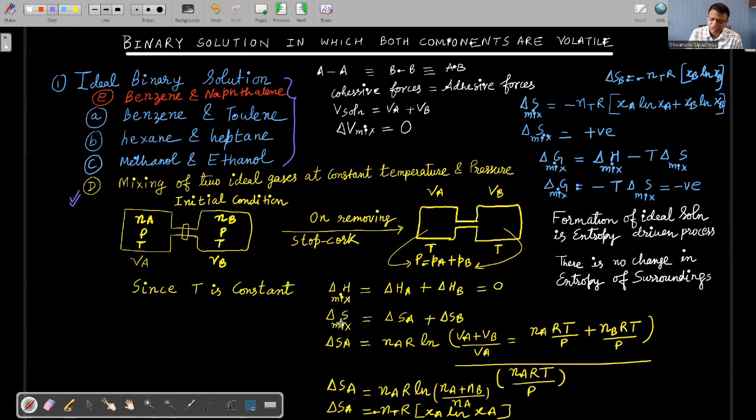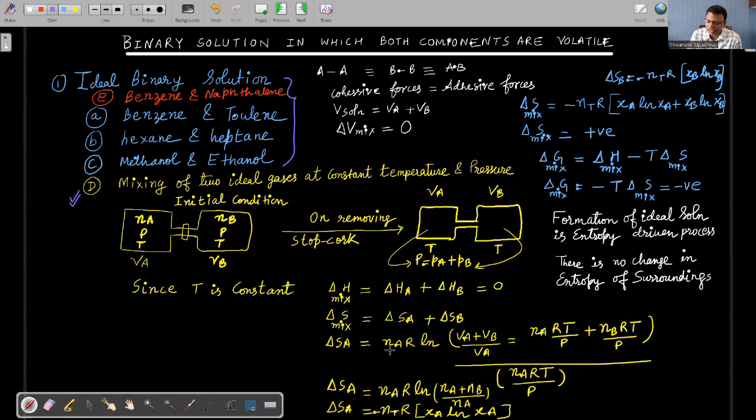Now we want to know what is the entropy change on mixing. So what is happening when we are removing this stopcock? This gas A initially was in the left hand side container. Now it is present in left as well as right hand side. So whole volume is available for this gas A. Temperature is not changing. So for an ideal gas participating in any process, the entropy change is n Cv ln T2 upon T1 plus nR ln V2 upon V1. So here T1 and T2 are equal, so that will be 0.